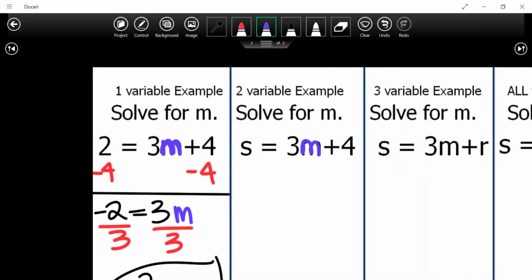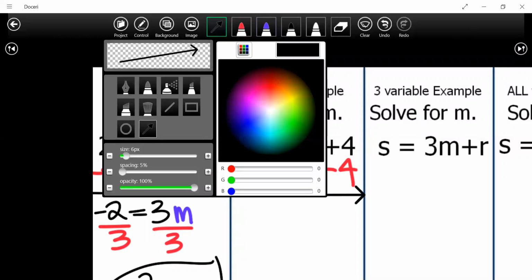Okay. Distribute, don't need to do that. Combine like terms, don't need to do that. Move small value of x, don't need to do that. Add or subtract one of our terms. So what should I do? Subtract 4. So just as we did, subtract 4 from both sides. Now the question is, can I subtract s and 4? Can I? No, they're not like terms.